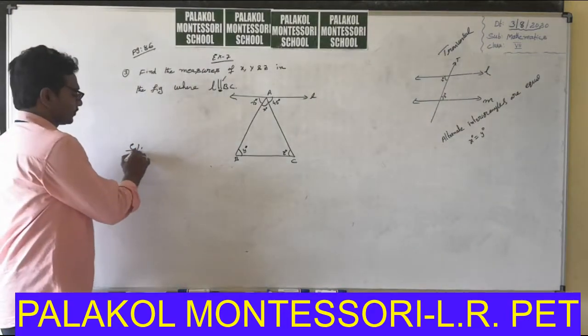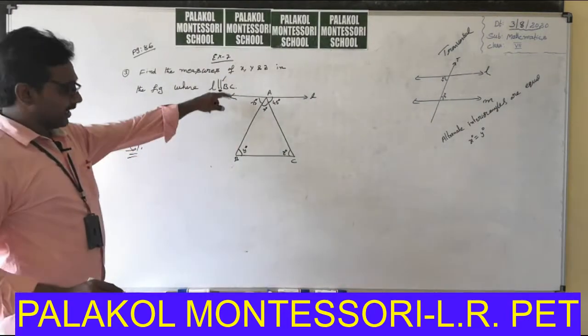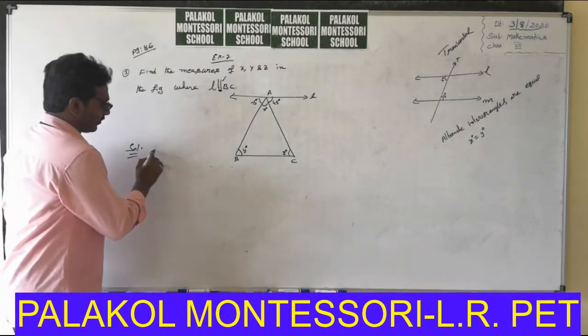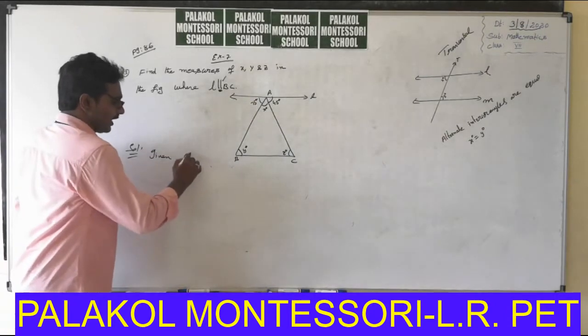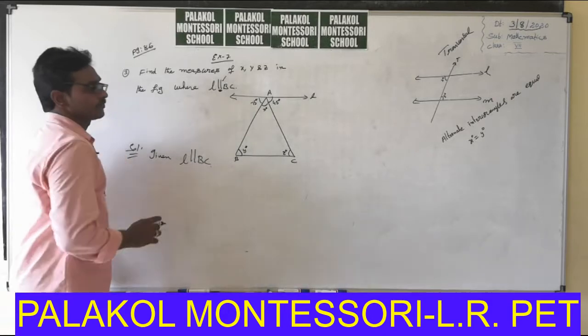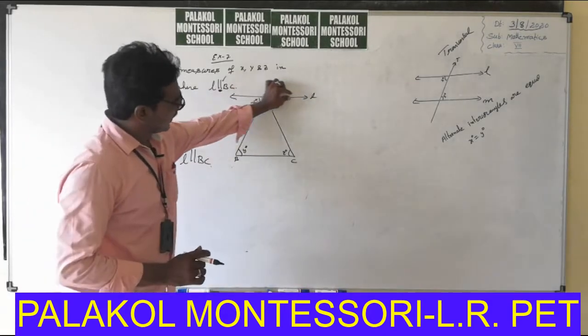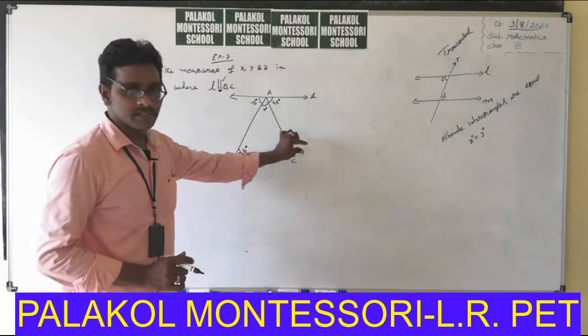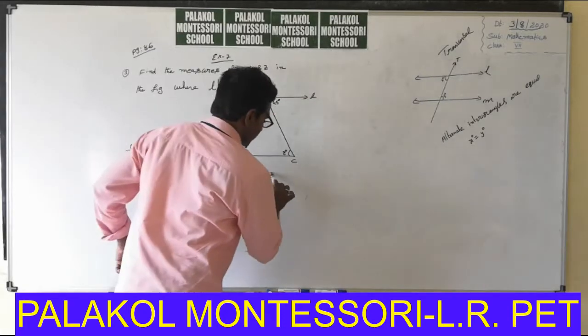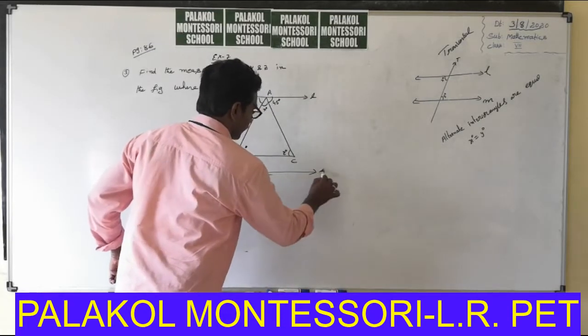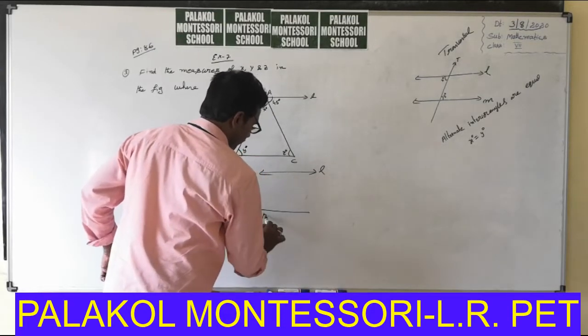So, come to the point. Solution. Already given here: l is parallel to BC. This line l is parallel to BC. Suppose I just draw this rough diagram. This is BC.